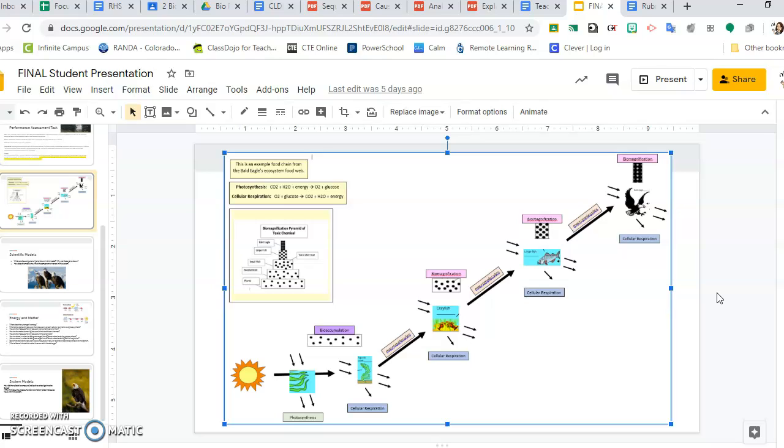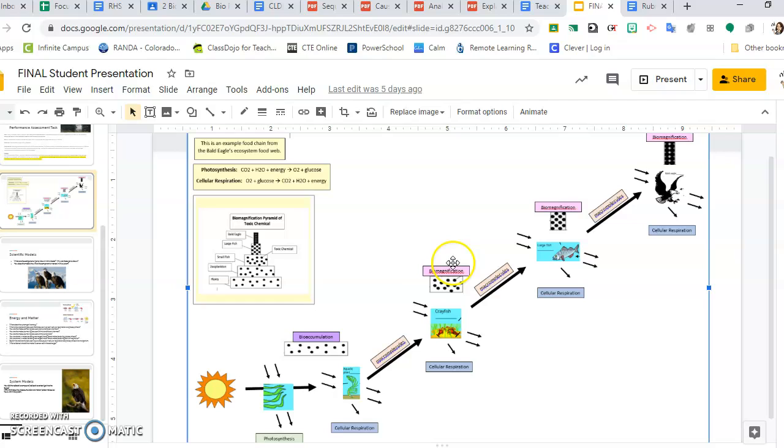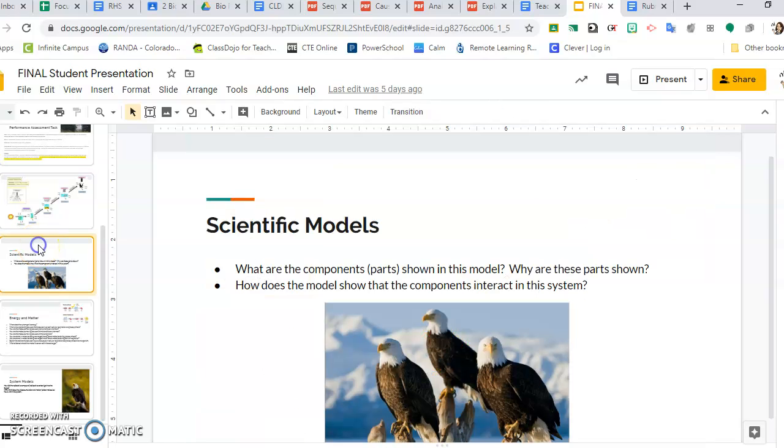If you want to see it up close, you can also come over here to the magnifying glass, click on the window for zoom. You can zoom in to 100% or more. So you are going to look at this to help explain the questions on slide 5. Slide 5, what are the components shown in this model? Why are these parts shown? How does the model show the components interact in this system?